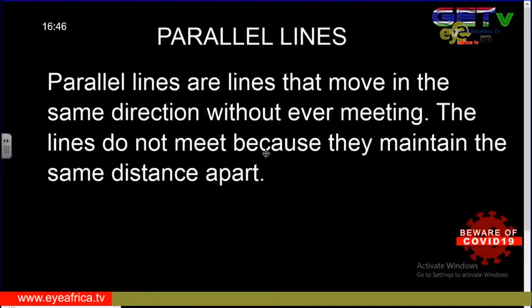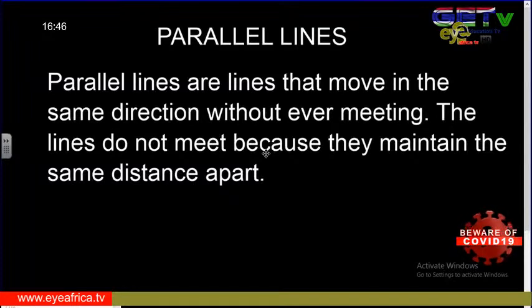Parallel lines are lines that move in the same direction without ever meeting. That means they move in the same direction, but they would never meet. The lines do not meet because they maintain the same distance apart. So they can keep going on forever, but they would never meet, all right?